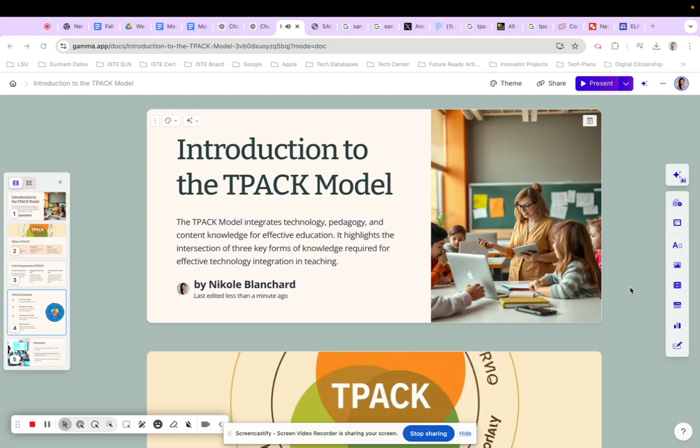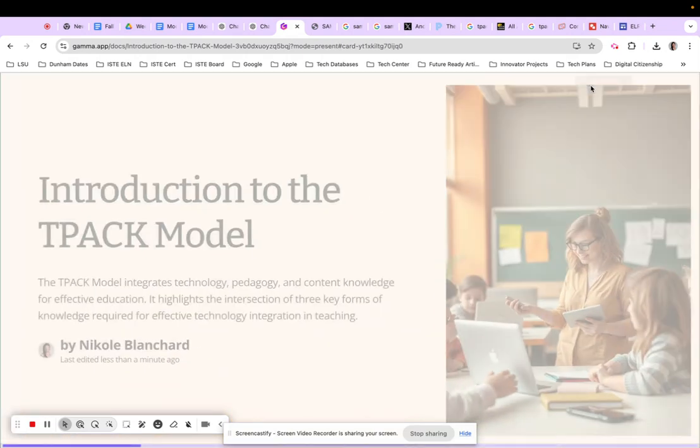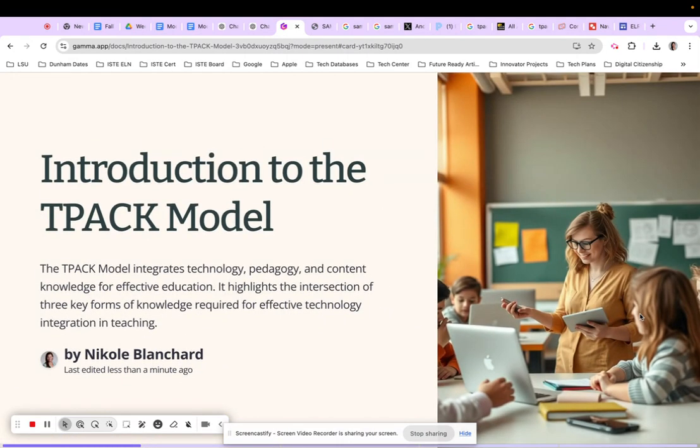Hi everyone, in this video I am going to introduce you to TPACK. And one thing that's kind of neat, if you press this present right here, because you're going to be using Gamma, it will present it like a PowerPoint.